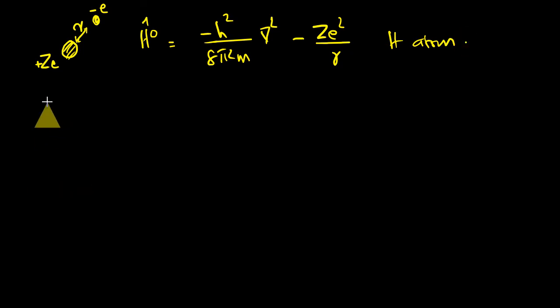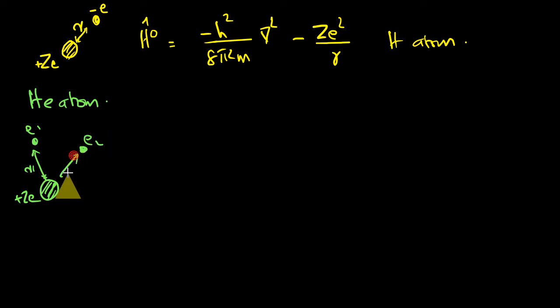And now we can consider the helium atom. What is the makeup of the helium atom? There is one nucleus, and let us say that this is plus Ze, where Z is equal to 2 in the case of helium. Atomic number is 2, and there is one electron, that is electron 1, at a distance of r1, and there is another electron, that is electron 2, at a distance of r2, and the distance between electron 1 and electron 2 is r12. Okay, so this is the helium atom.